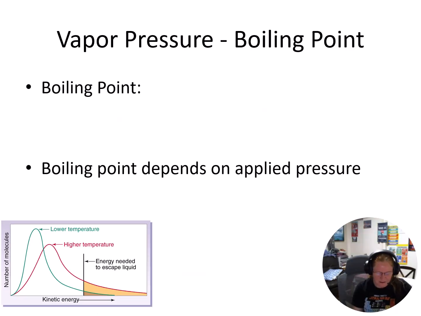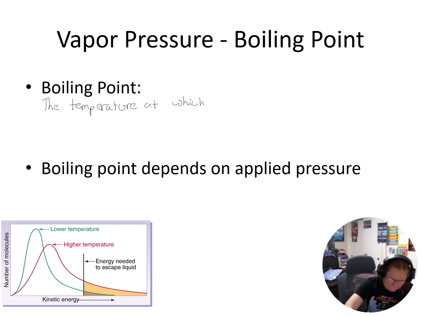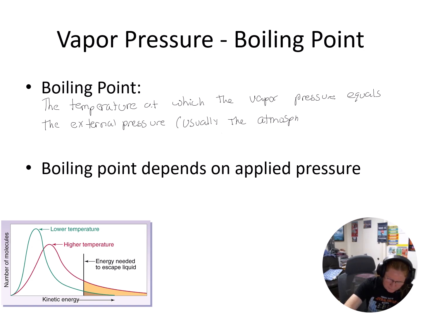Okay? All right, so again, our boiling point is the temperature at which the vapor pressure equals the external pressure, and this is usually the atmosphere, because typically we're doing things in an open container. And so that boiling point depends on that applied pressure.